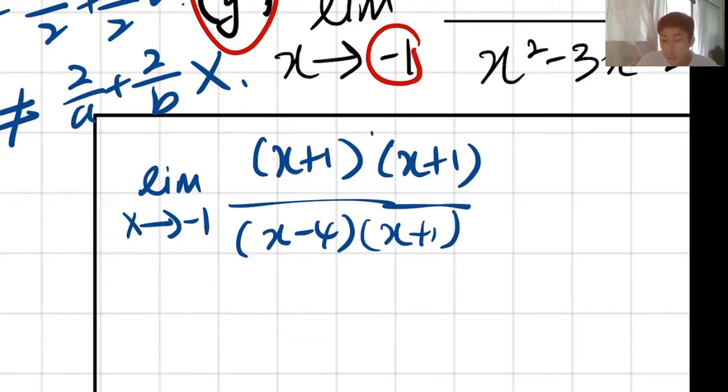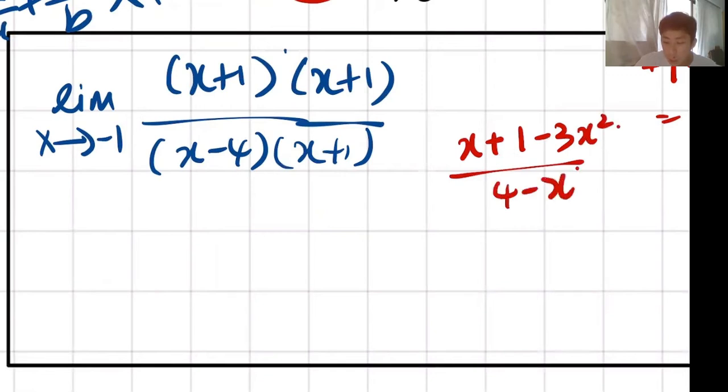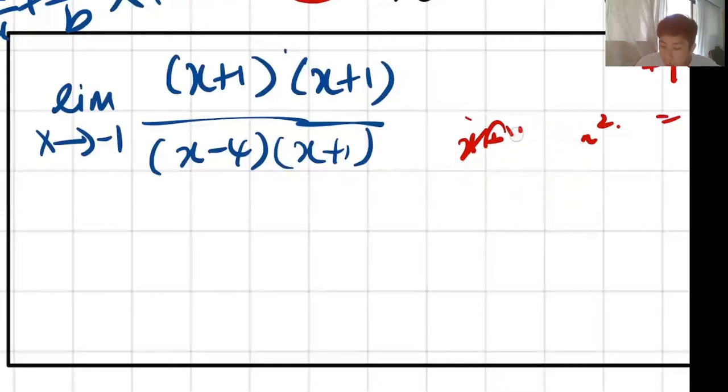What I'm trying to say is, if you have something like x plus 1 minus 3x squared divided by 4 minus x squared, can you separate it? I don't know how you would want to separate it. Can you cancel? Cannot. You cannot cancel like this, because it's separated by plus and minus. You can only do that when it's times and divide.